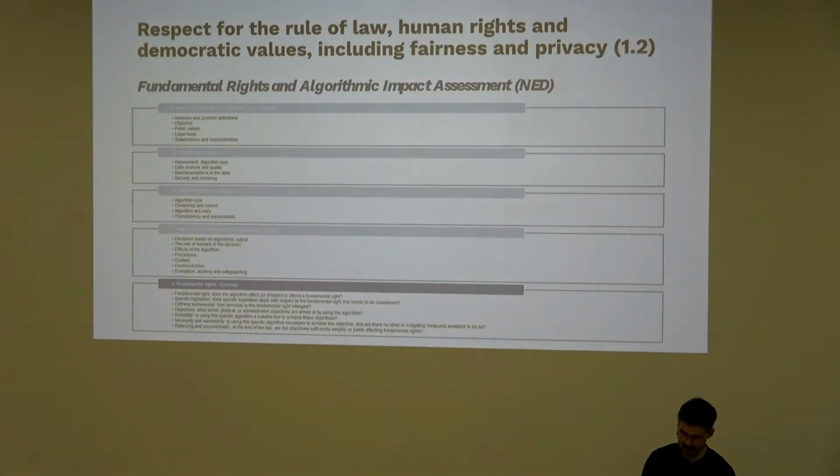Next, we have the principle on the respect for the rule of law, human rights, and democratic values, which also includes fairness and privacy. What we see here from our analysis is that countries are mainly publishing non-binding guidelines, which are either targeted at reducing AI biases or, overall, trying to promote human rights, but in non-binding ways.